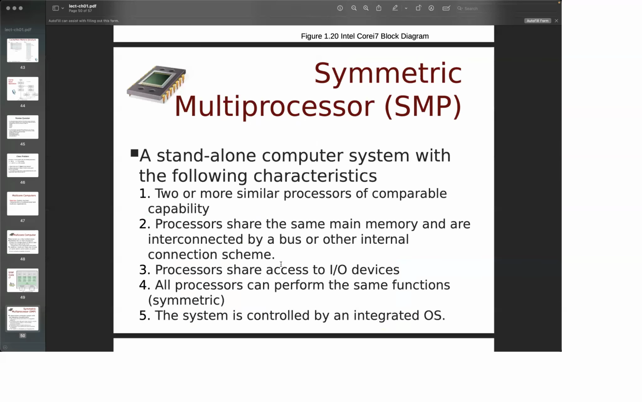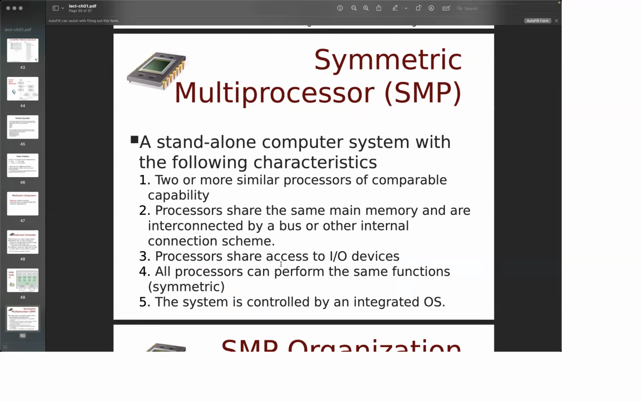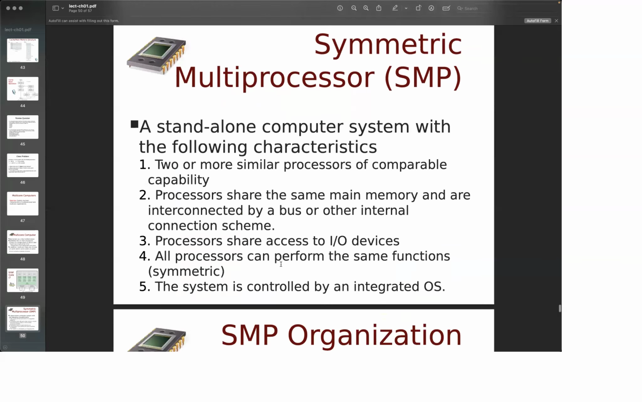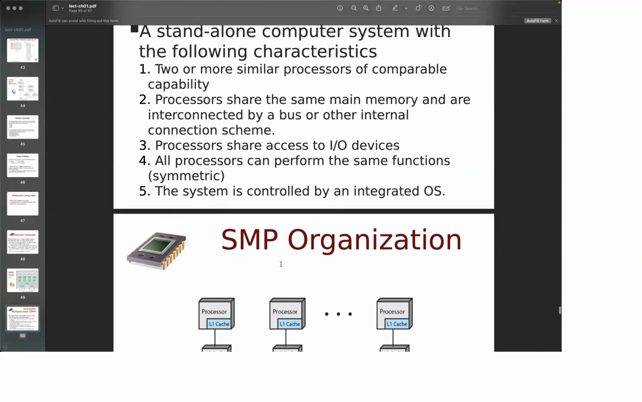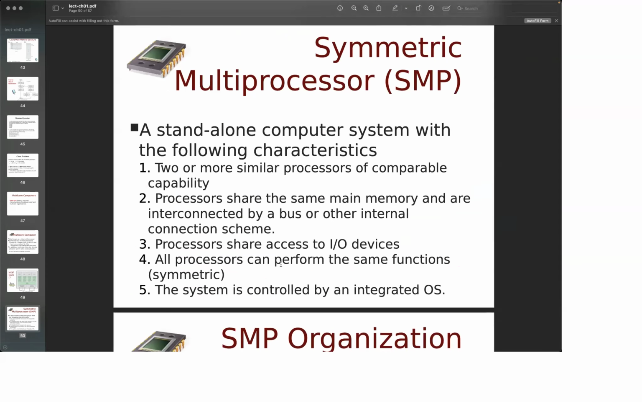And also the processors will share access to the IO devices, and all the processors can perform the same function. So the system is controlled by an integrated OS. So you see all this hardware will be controlled by the OS.